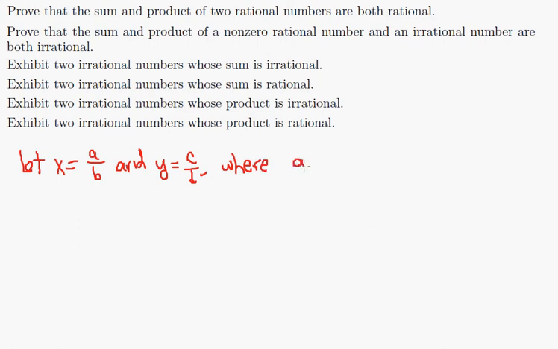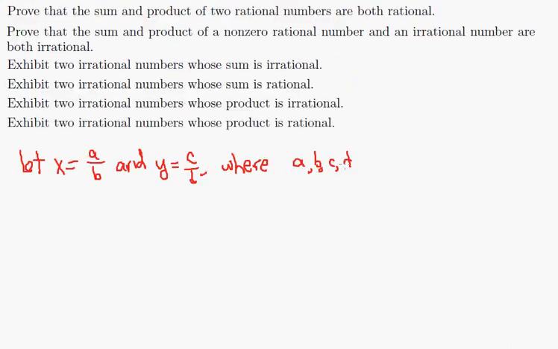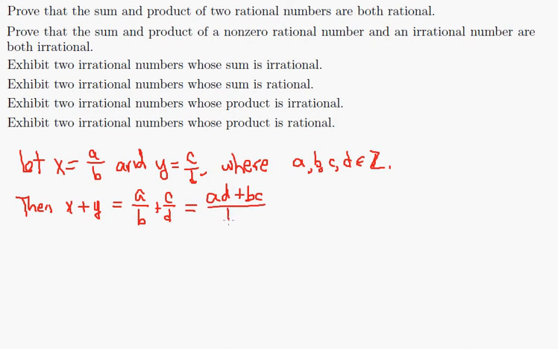So we've written out two rational numbers explicitly using the integers. Okay. Then x plus y is equal to a over b plus c over d. And then if I write this with a common denominator, it's a times d plus b times c over b times d.